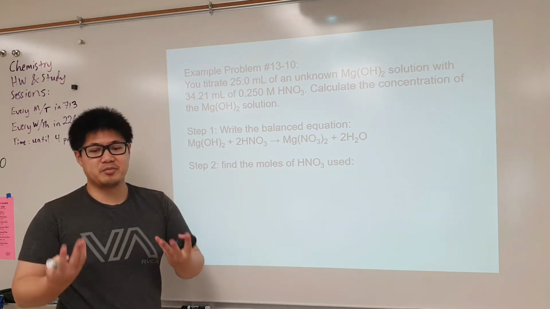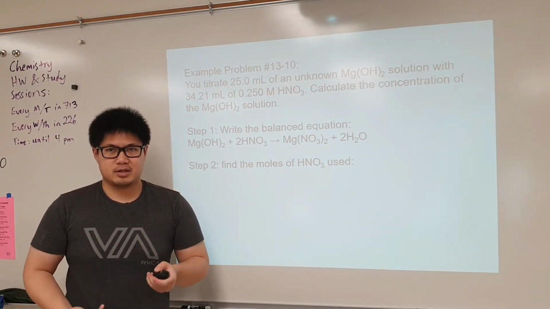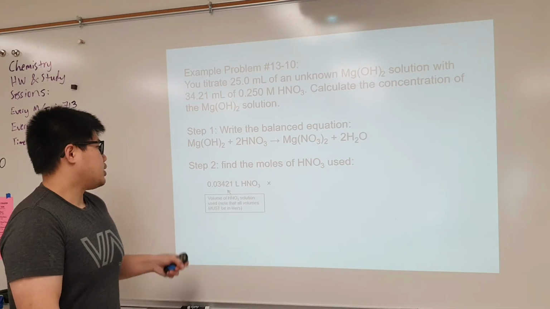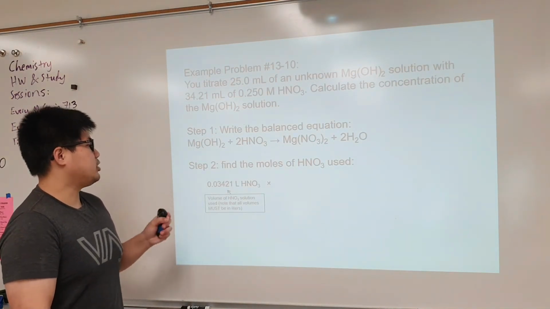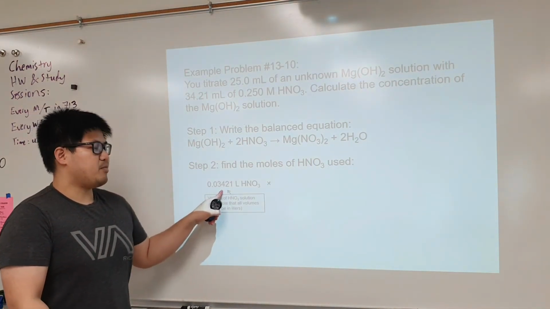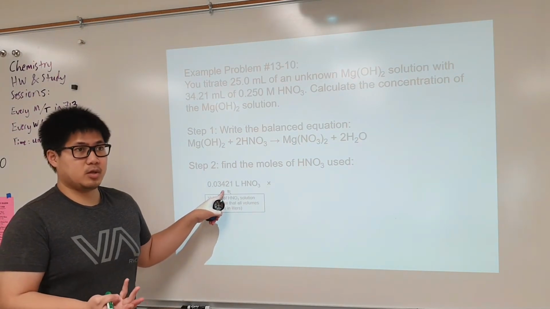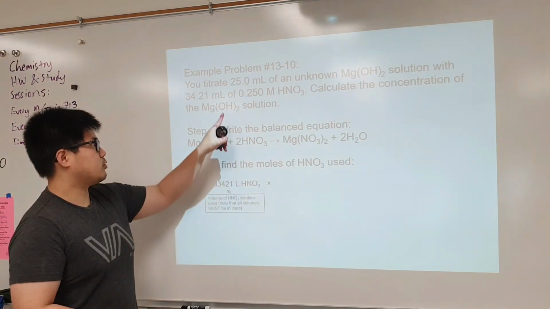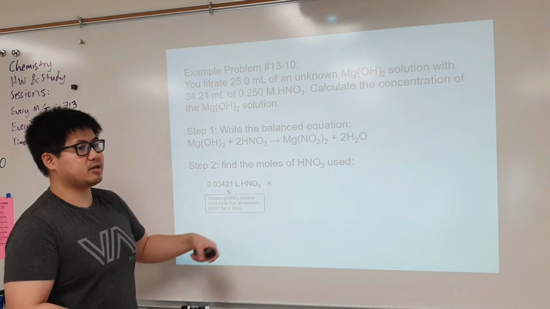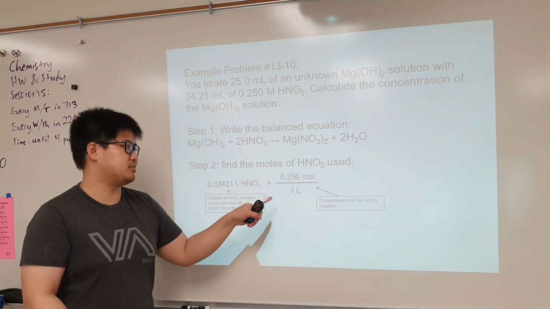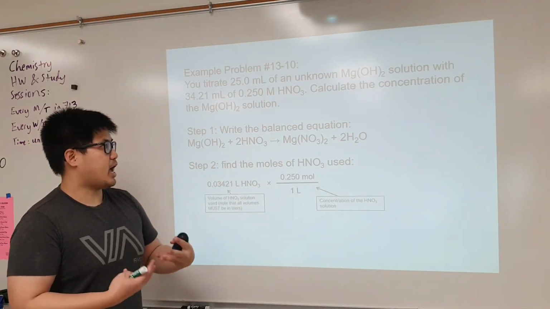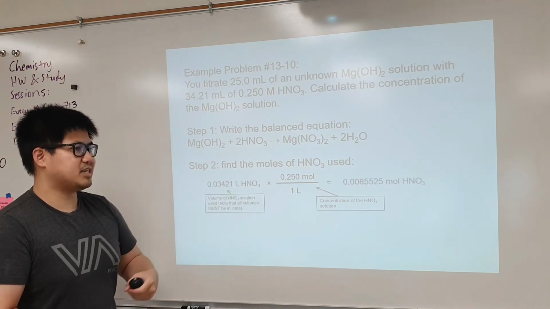Step 2, find the number of moles that you've used to titrate. So you have used exactly that much volume of HNO3. How do we get that in liters? Remember, we converted milliliters to liters because we need to use it to multiply molarity by our titrant. And that gives us moles.